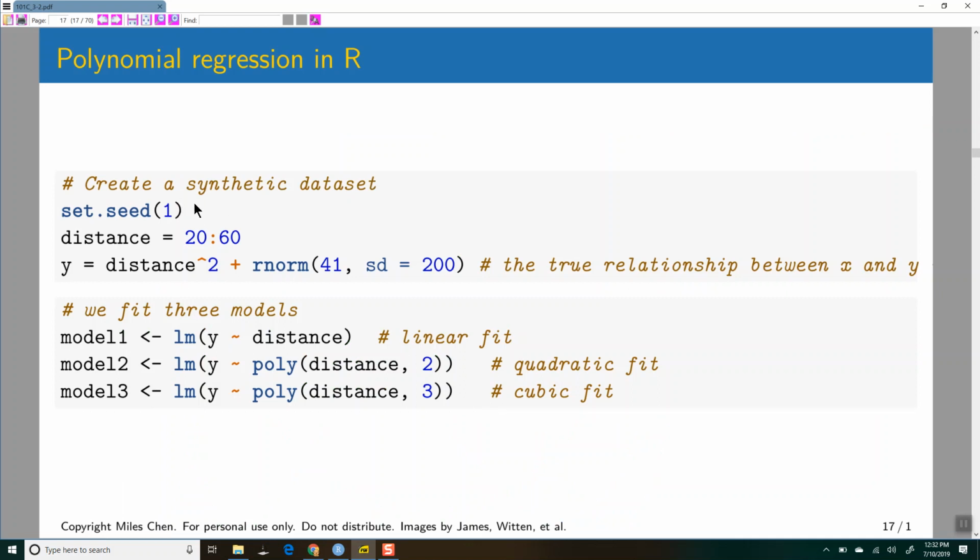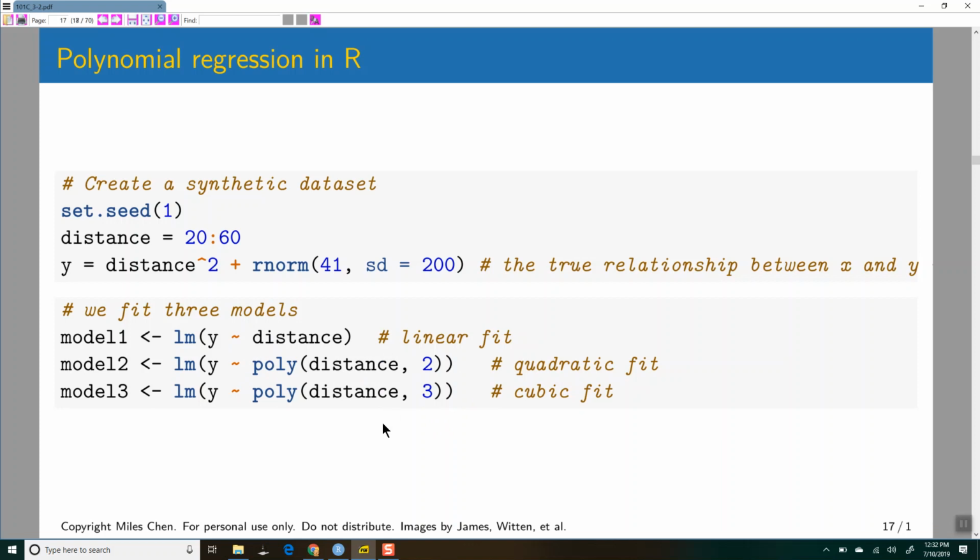So here, I've created a fake data set where I've just taken the values 20 through 60, and y is related to a squared distance, right? So y is distance squared plus some random noise, okay? And I've put lots of noise, standard deviation 200. And here I say, okay, fit a linear model, and then we're going to do poly 2, so this is a quadratic, and poly 3, this is going to be cubic, okay?